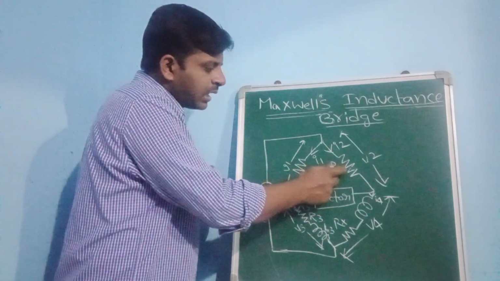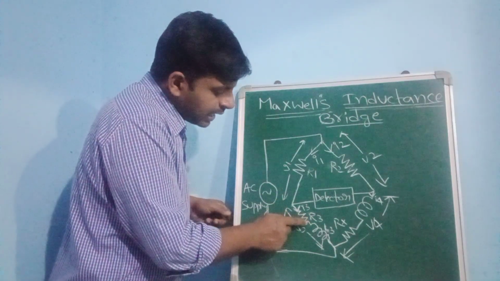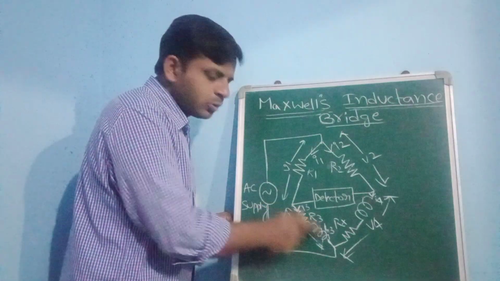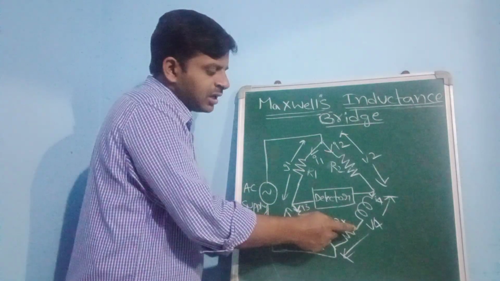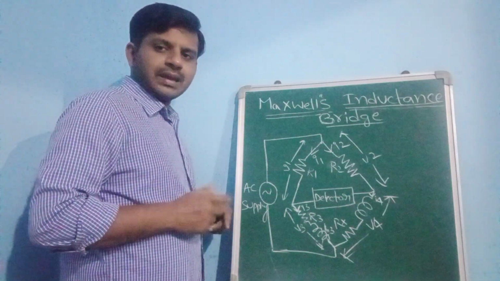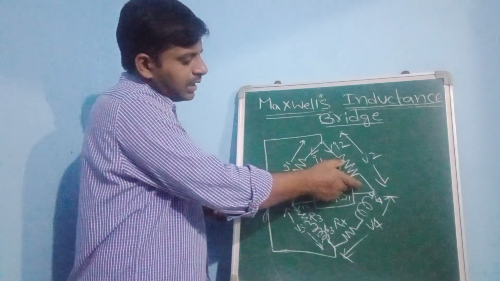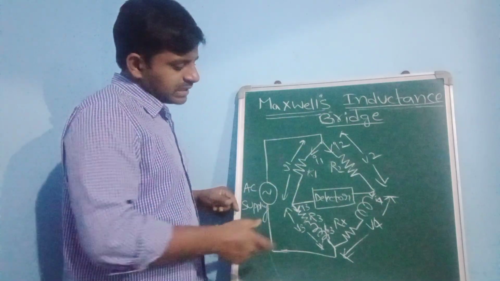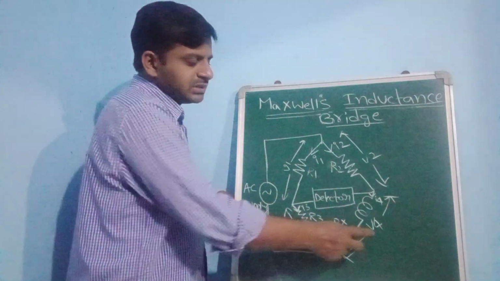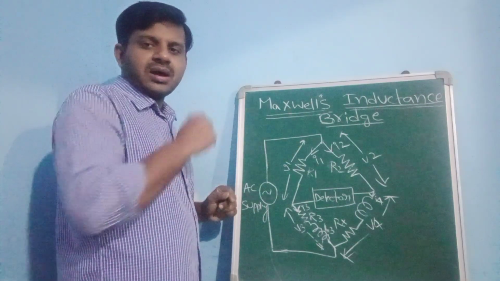Here R1, R2 are known resistance values, and coming to this arm, the R3 resistance is in series with the L3 inductance value. Those 2 are the known parameters, and Rx as well as Lx are the unknown parameters. The voltage drop across R1 is given as V1, across R2 as V2, across R3 as V3, and across the unknown parameter values as V4. Those are the voltage drops across all the arms.